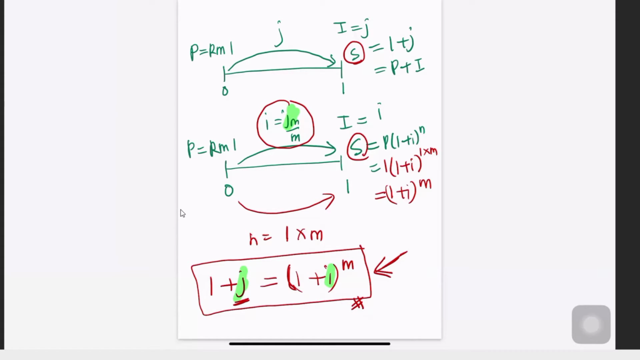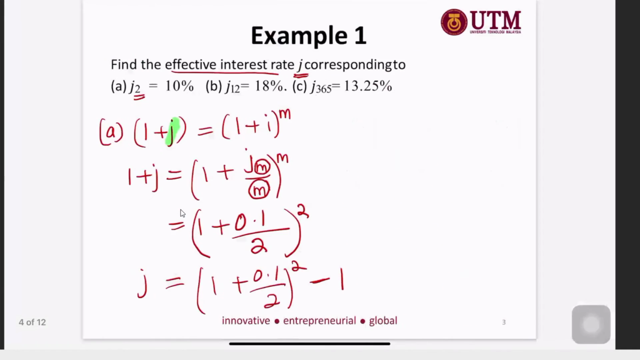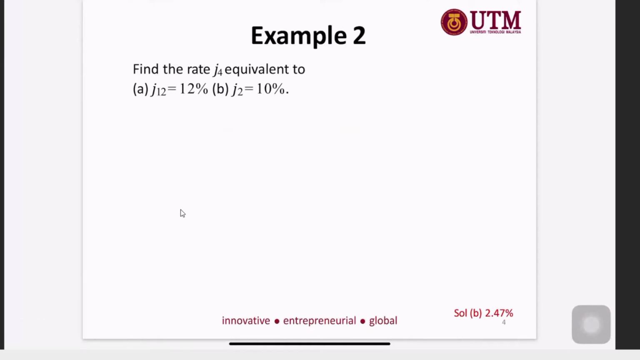Okay, this one, wait, it should be like this. Forget about this. Since I is equal to JM divided by M, your I should be something like this. For example, if quarterly, it should be like this. But it's at the same period. So what about this one? For example, J4: 1, 2, 3, 4. And the other one you have 12: 1, 2, 3, dot, dot, dot, you have 12 times.